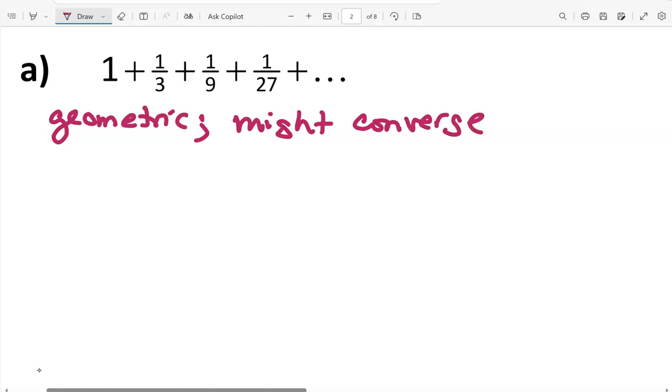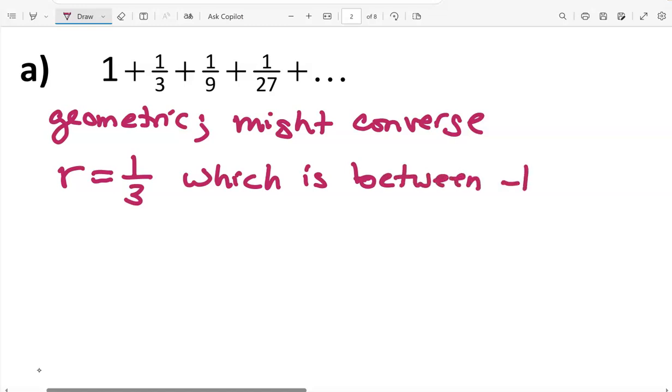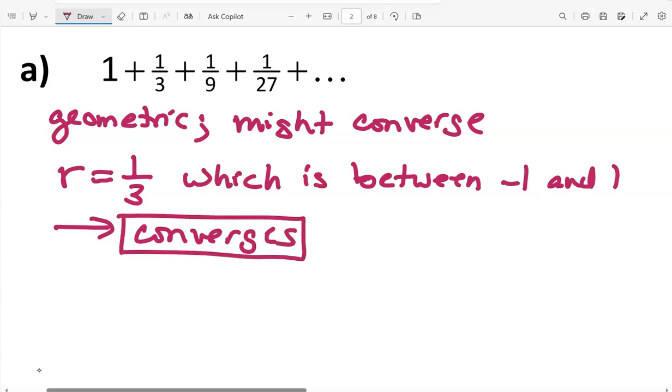So some geometric series converge, some do not. What determines whether it converges is the value of r. And our r value here, the number that we multiply by to get from one term to the next, is 1/3. And since 1/3 is somewhere in between -1 and +1, that means that the series converges. In other words, that ratio is a proper fraction.